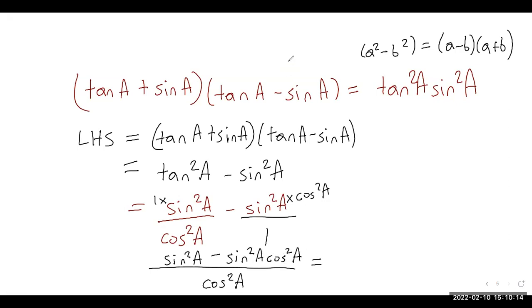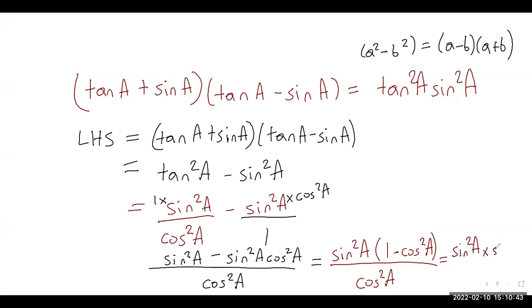Now look at this, Jamie. In the numerator, we can factor out sine square A. And factoring out sine square A, we're going to have 1 minus cos square A left back from the numerator. Do you agree with that? Yes, sir. But 1 minus cos square A is what? That's sine square. Yeah, man, say it. Sine square A. So realize we have sine square A times sine square A over cos square A.